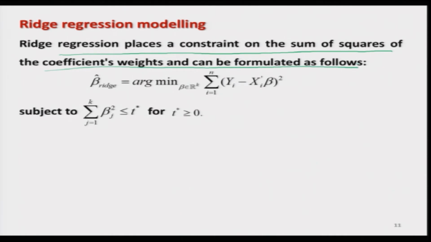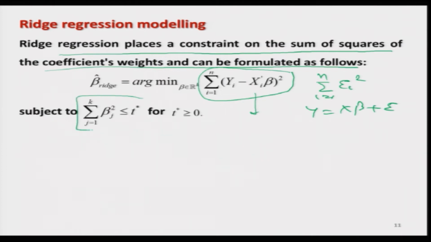So it is trying to say, you consider this quantity, the summation of i from 1 to n of epsilon i square, in the model y equal to X beta plus epsilon. Okay. And it is trying to say that you find the value of beta by minimizing this quantity, but there is a condition. This beta has to be found under a condition such that summation j goes from 1 to k, beta j square should be smaller than some positive quantity t star. Right. This t star is a fixed quantity.